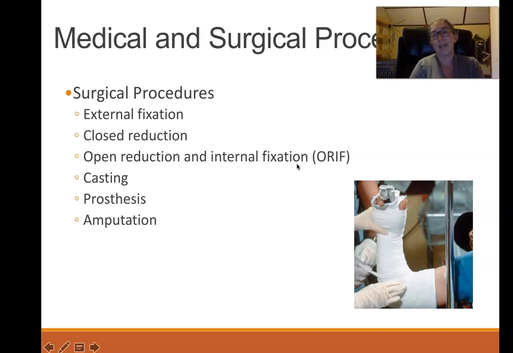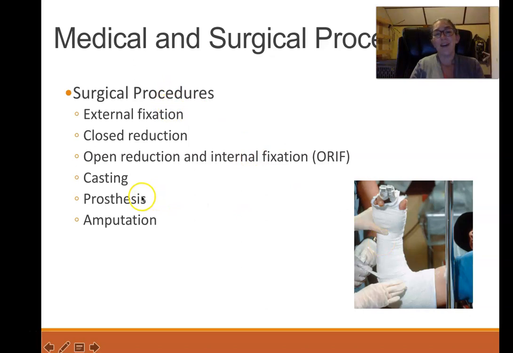So this procedure is usually called an ORIF, that's basically surgery to put bones in place with pins or plates. A cast, as pictured here, a plaster cast, is a form of external fixation.